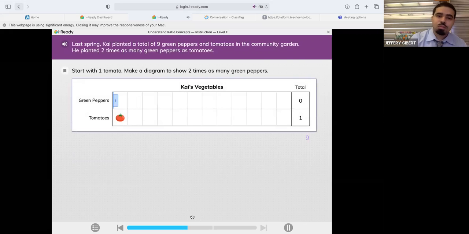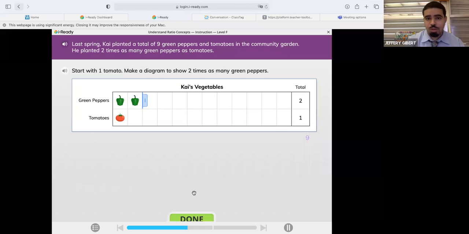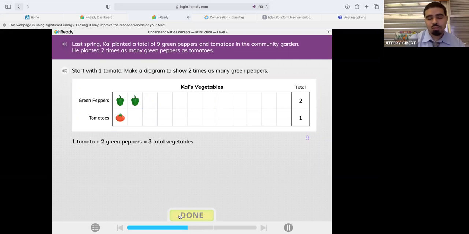Start with 1 tomato. Make a diagram to show 2 times as many green peppers. So it's the same thing I just did. 1 tomato with 2 green peppers. Because it says 2 times as many green peppers as tomatoes. 1 tomato plus 2 green peppers is 3 total vegetables. We need 9, so let's keep going.